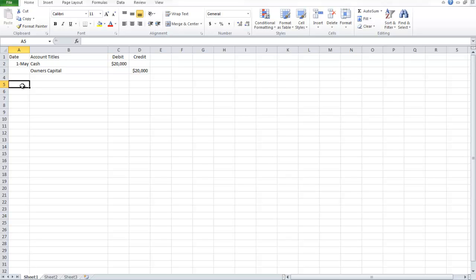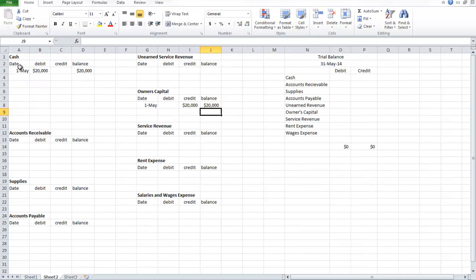Also, the next transaction, it says on May 2nd, they hired a secretary at a salary of $2,000 a month. There's no cash transaction here, therefore there's no journal entry. So we skip to the next day, which is May 3rd. And it says purchase $2,500 of supplies on account, meaning that the company increases the supplies that they have, and it's on account, so accounts payable is credited, i.e. increased by $2,500.